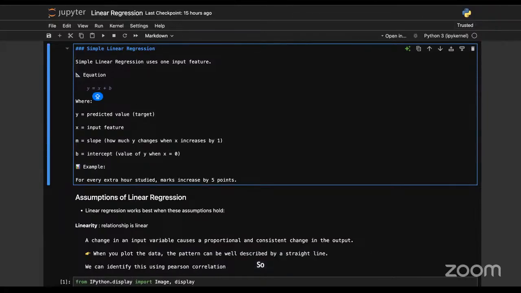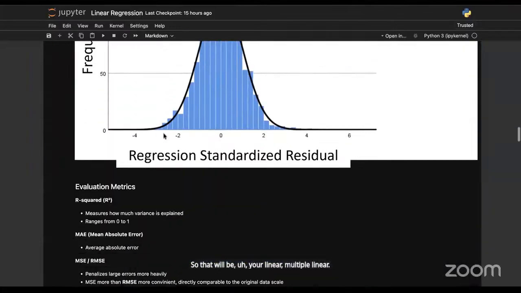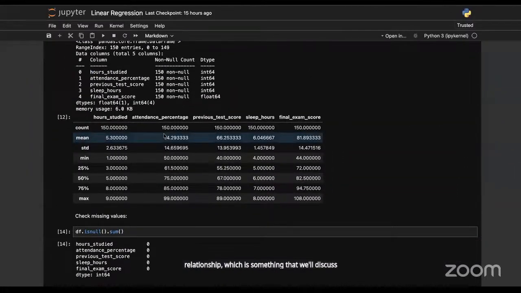So we would have, let's say, B1 or beta 1, for x1, plus B2 for x2 plus B3 for x3, and so forth with whatever number, up until our basic intercept as well. We just say B0. Once we jump into the multiple linear regression we'll see how it works. That will be your multiple linear relationship, which is something that we'll discuss in our next webinar.